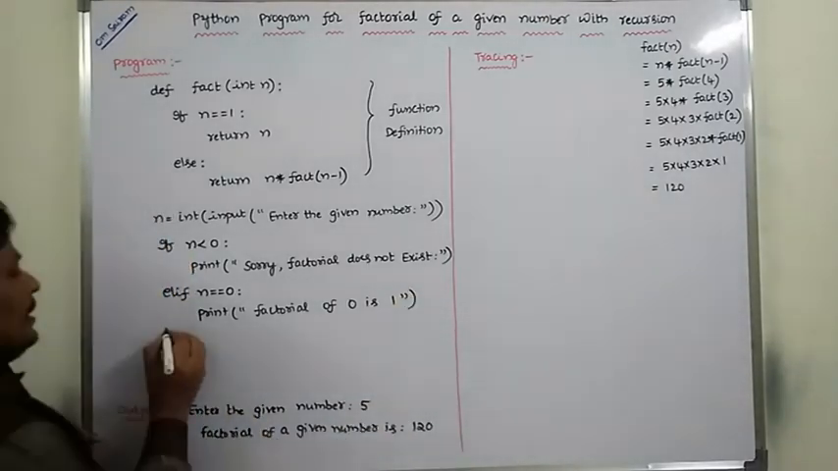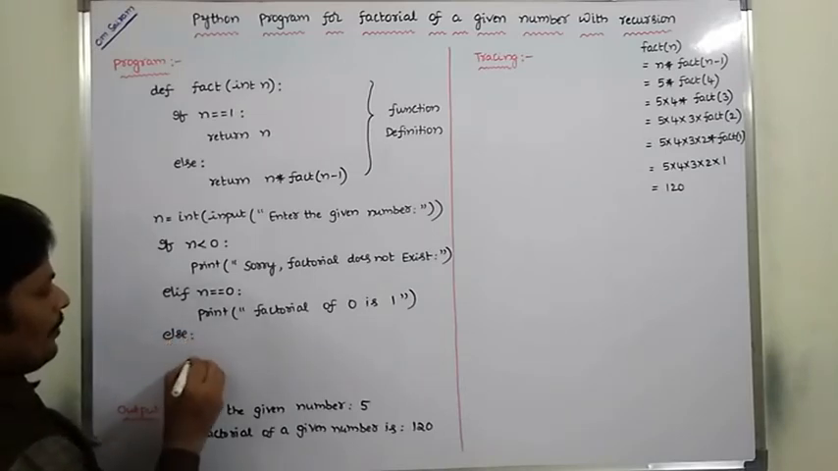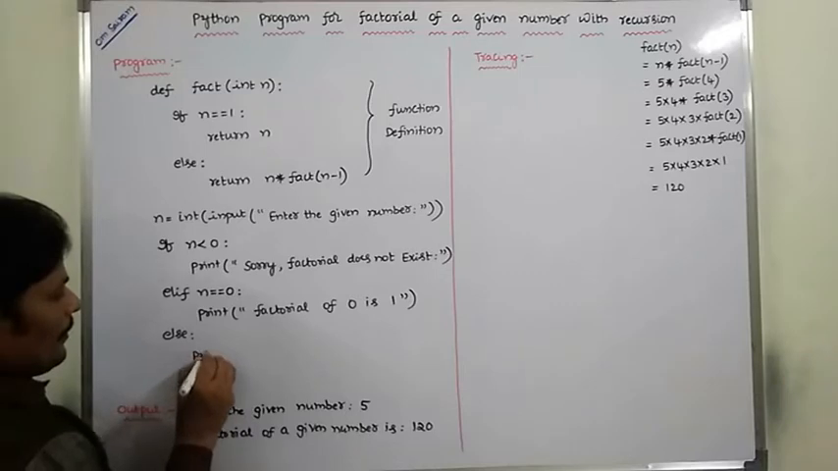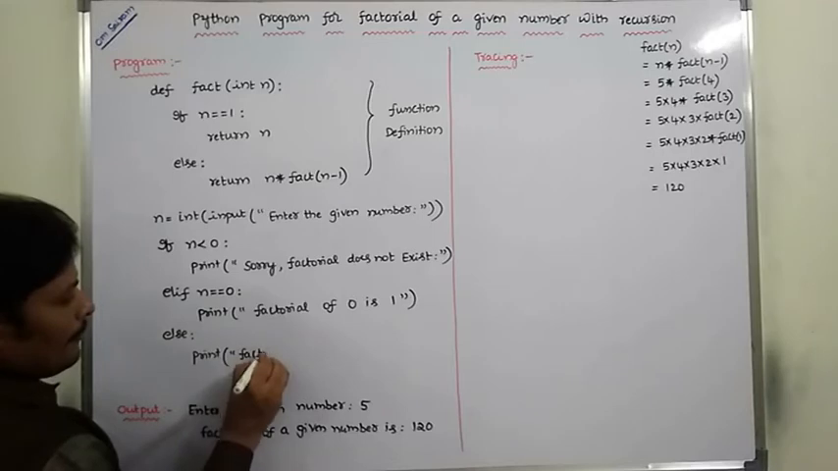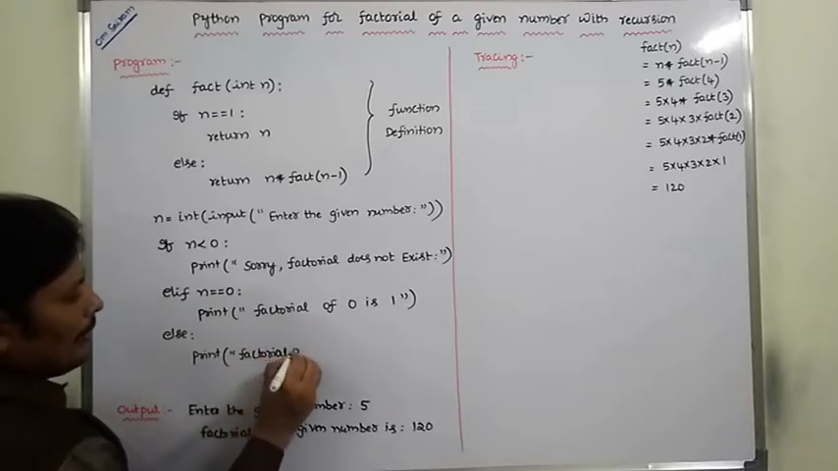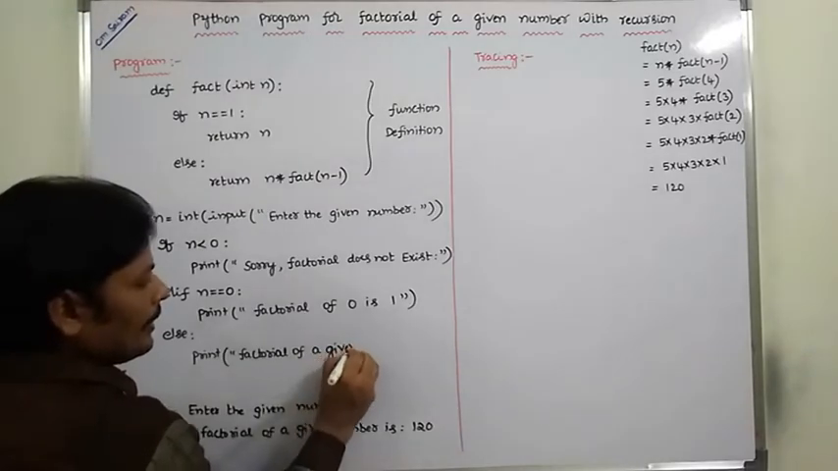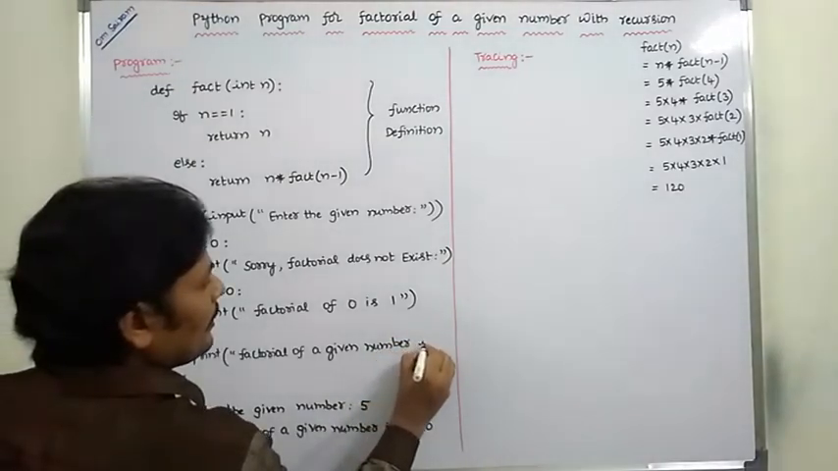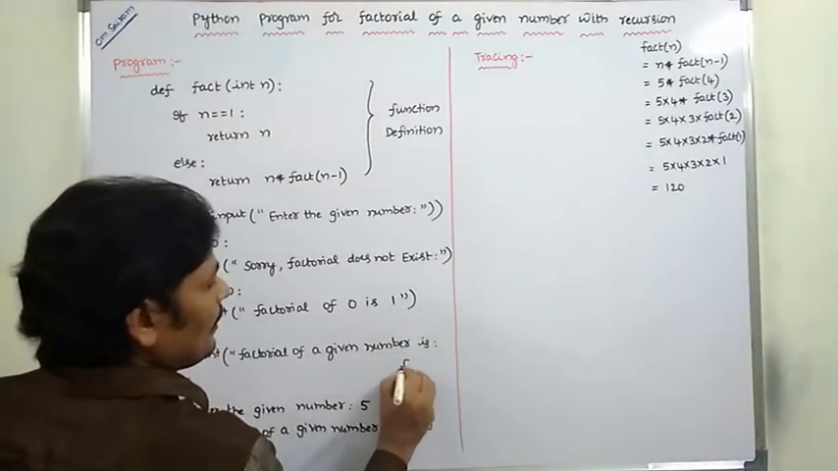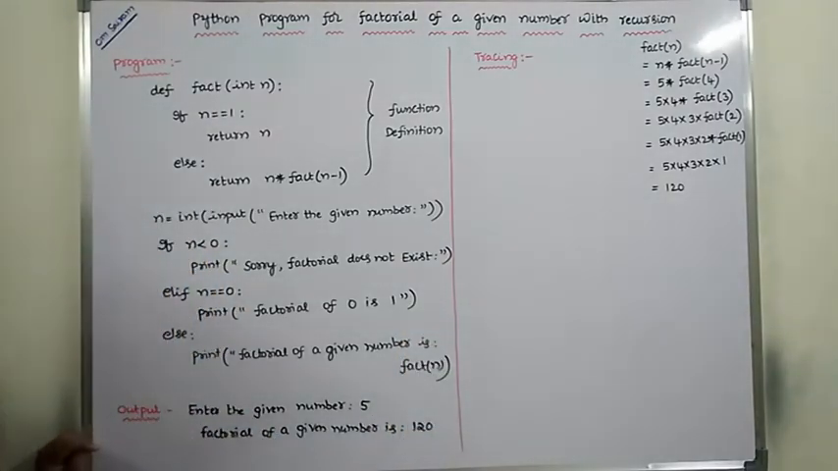Next one, else: print "Factorial of a given number is", fact of n. So this is the program.